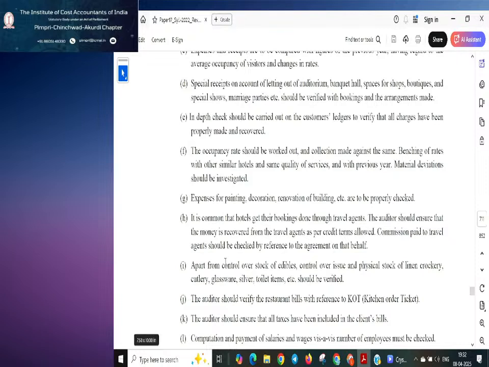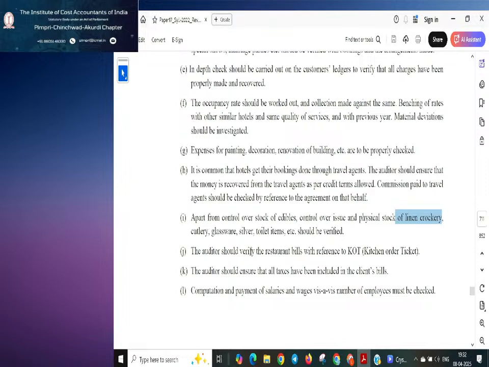Apart from control over stock of edibles, control over issue and physical stock of linen, crockery, this we have already seen. The auditor should verify the restaurant bills with reference to KOT, already seen. The auditor should ensure that all taxes have been included in the client's bills. So always you should be careful.